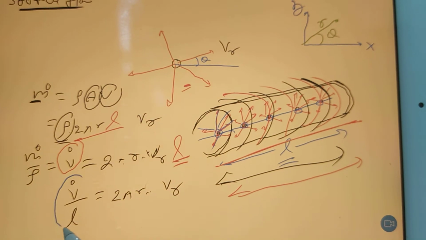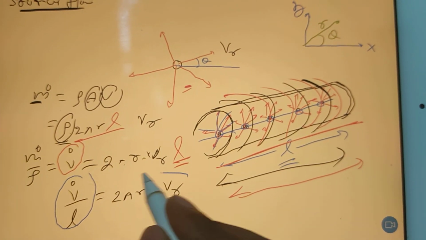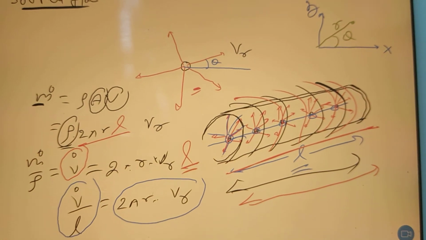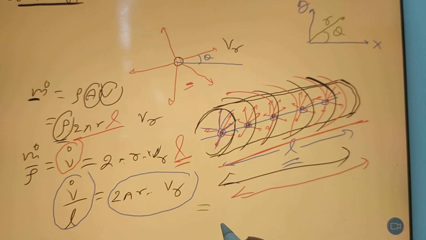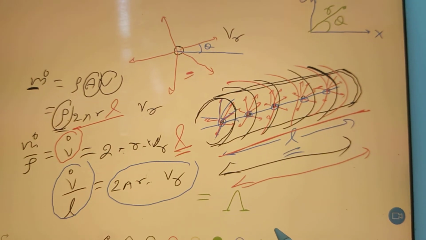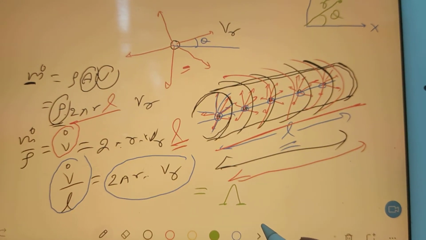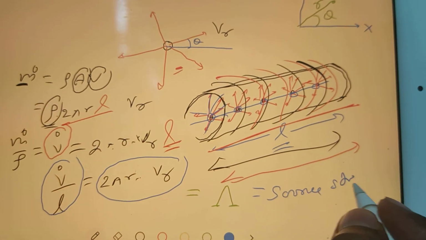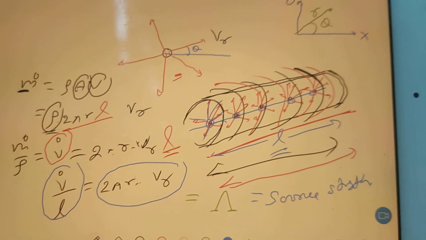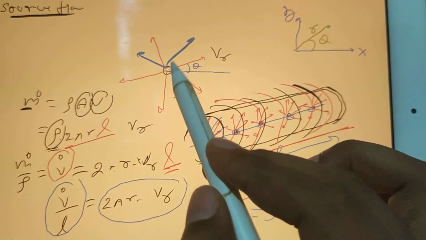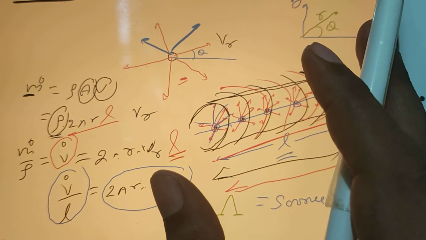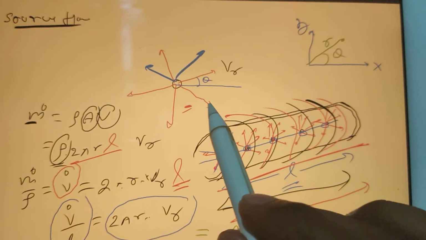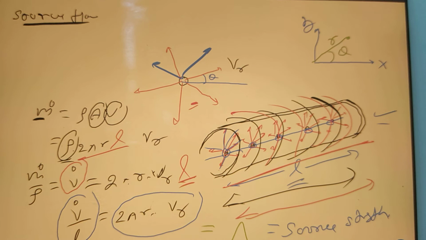Now this part you are seeing here, V dot by L, or you can say 2 pi r VR, we replace by capital lambda. This symbol, like a capital A, is capital lambda, and this is known as source strength. Like this source is having strength, right? Like how strong the source is. I hope you guys are getting what is going on and what source strength is here.